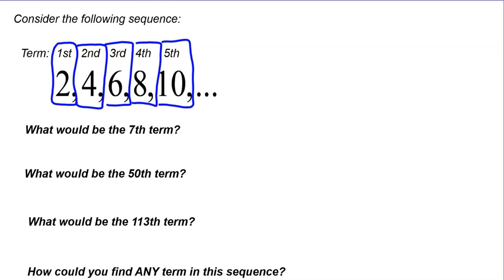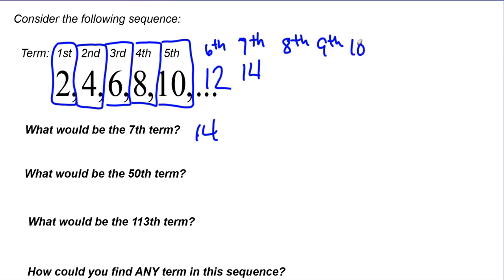So let's try to make some predictions here. What would be the 7th term in this sequence? Well, that's easy enough to find because we already know up to the 5th term, so we could just extend this, and we know the 6th term would be 12, and then that means the 7th term would be 14. So the 7th term would be 14. That's easy to find. But now look at this next question. What would be the 50th term? Now, am I going to have to list the 8th term, the 9th term, the 10th term, and so on, all the way to the 50th term? That's going to take a while.